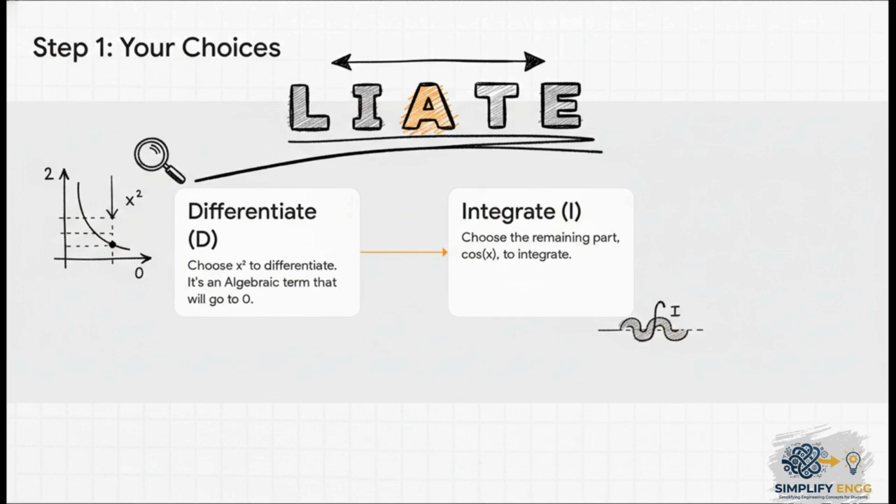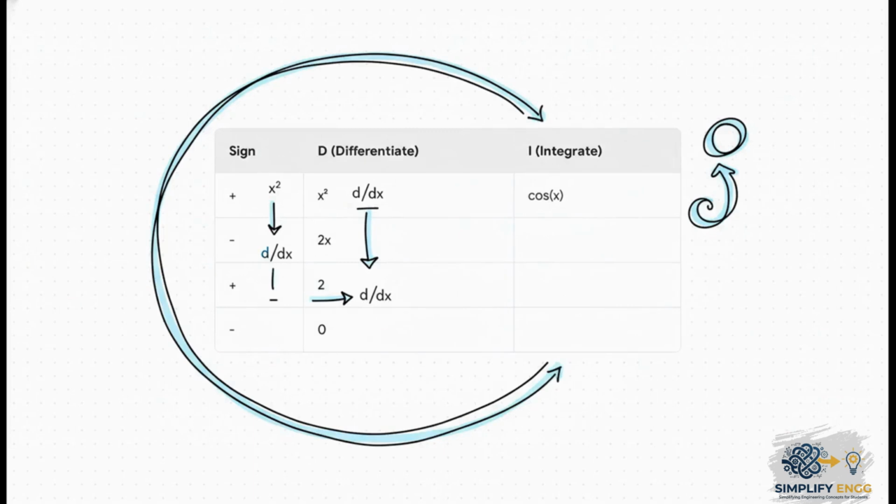In our case, x squared is algebraic and cosine of x is trig. A comes before t, so we're going to put x squared in the D column. The goal here is to pick something that will eventually differentiate down to 0, and polynomials are perfect for that. Okay, now for the easy part. We just fill out the D column by taking derivatives all the way down.